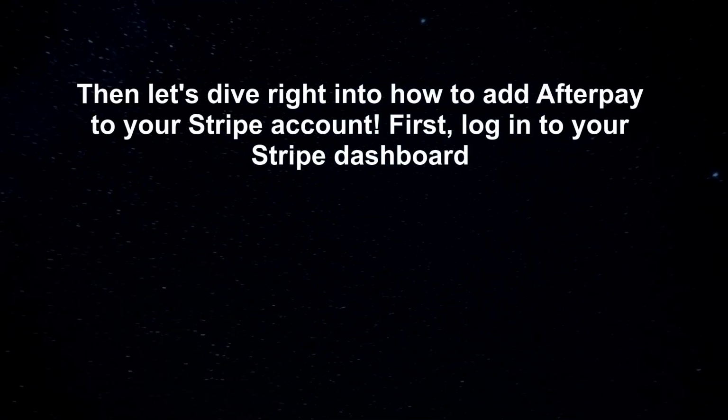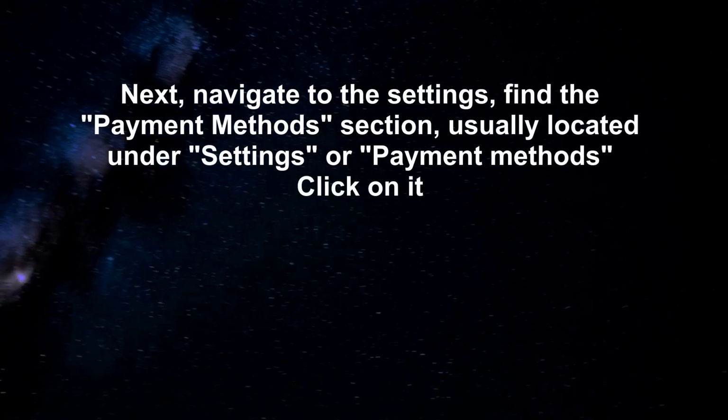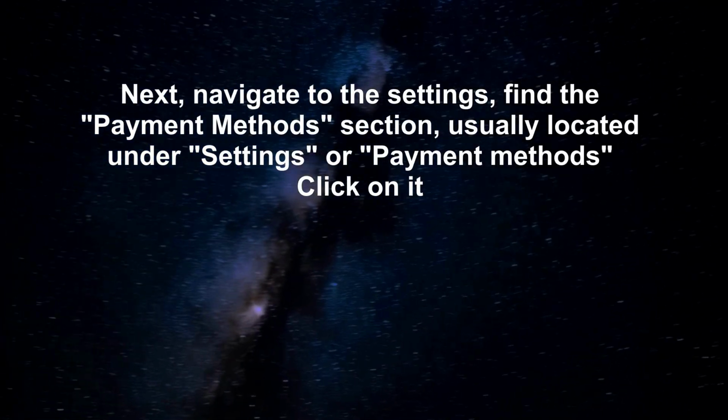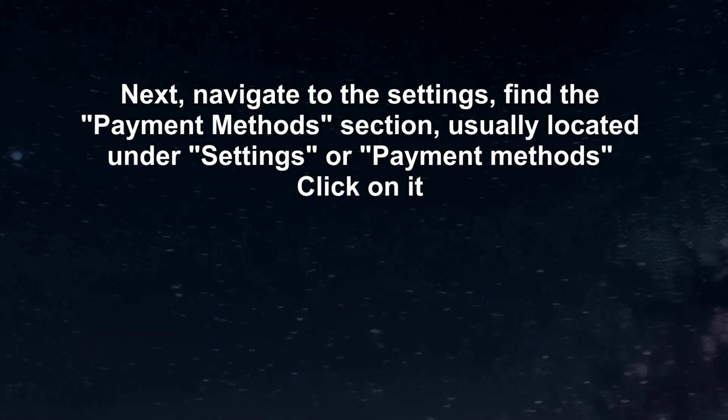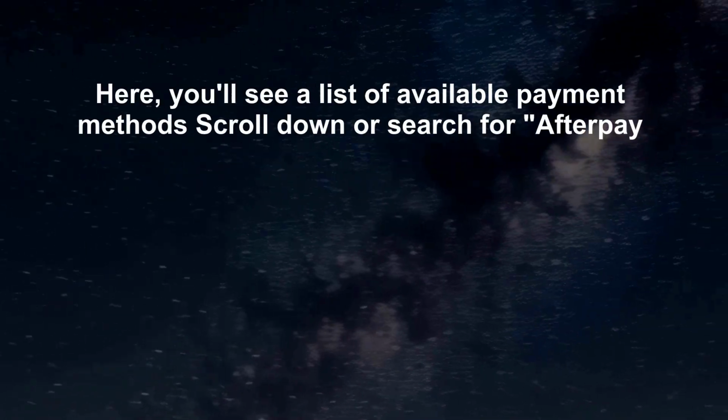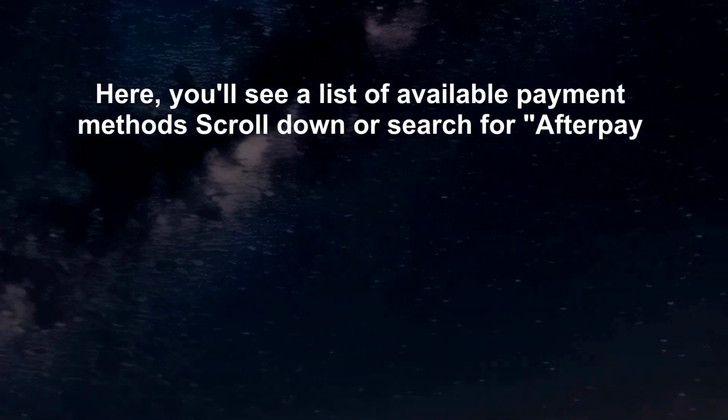First, log into your Stripe dashboard. Next, navigate to the Settings. Find the Payment Methods section, usually located under Settings or Payment Methods. Click on it. Here, you'll see a list of available payment methods.